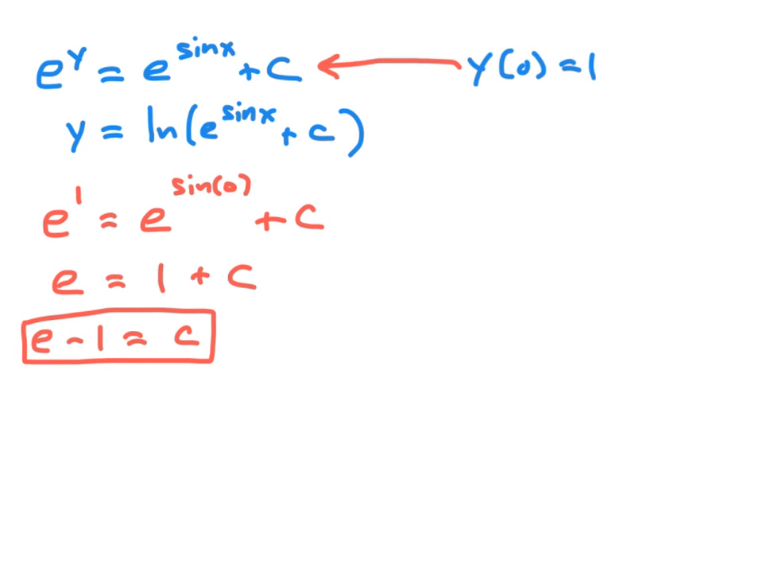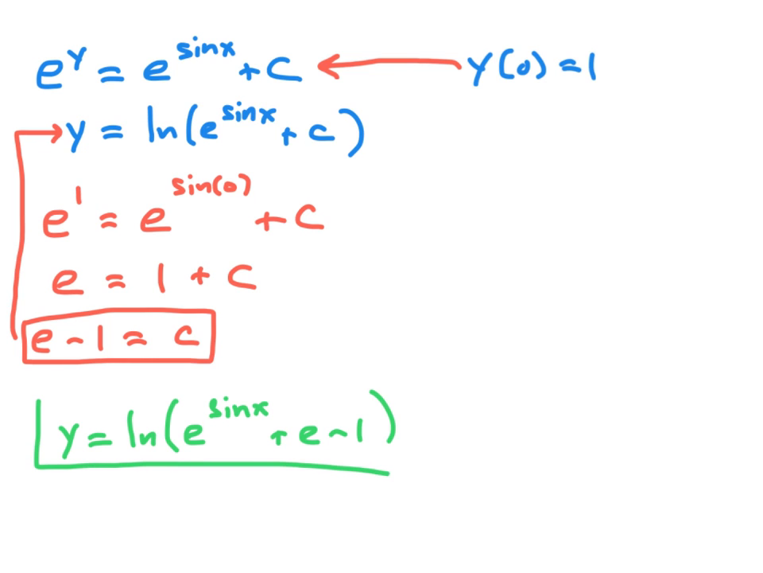Once we know that, we can substitute the value of c into our function of y to get our formal solution, our complete solution to our initial value problem. So we have y equals natural log of e raised to the sine of x power plus e minus 1. This is our final solution to our initial value problem.